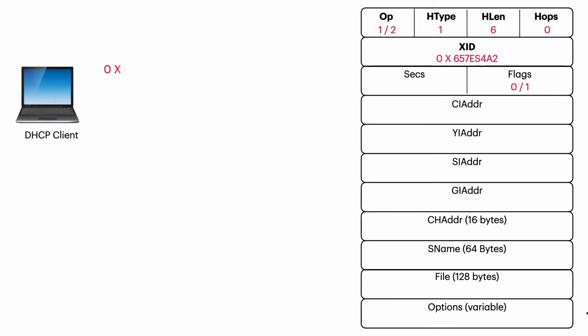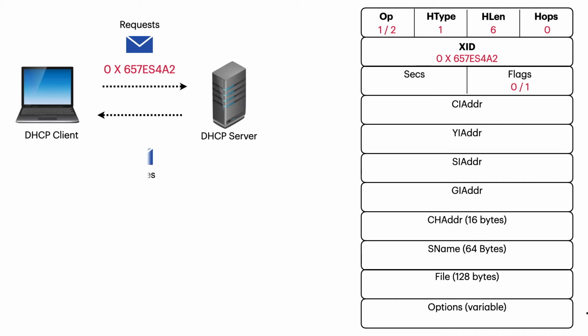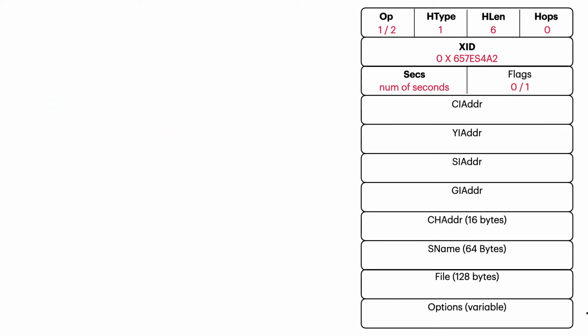The DHCP client then receives some reply from the DHCP server. If the received message too has the same transaction ID, then it confirms that the received message is a reply of the message sent. So it is used to match reply with the request. The second field is set by the client and represents the number of seconds elapsed since the DHCP process started.